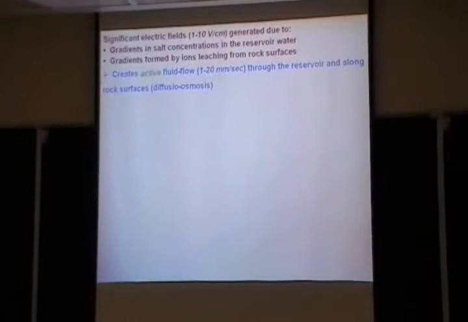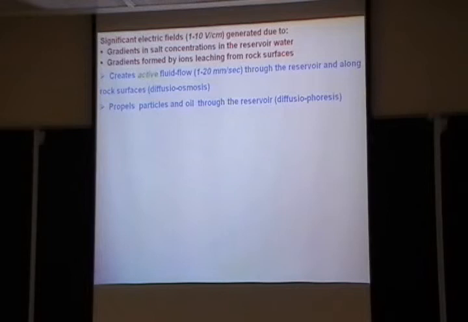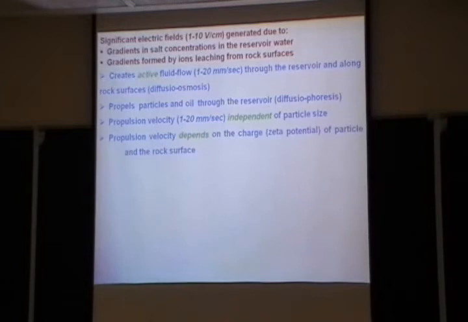You clearly generate significant electric fields due to ion gradients, the salt concentration in the reservoirs, and also because of ions leaching from rock surfaces. This creates active fluid flow, microns, not millimeters, microns per second through the reservoir. And also particle movement, so both diffusioosmosis and diffusiophoresis. The velocity is independent of particle size because of the low Reynolds number regime, but the velocity of course depends on the zeta potential. To keep hammering this into them, this is from the talk I gave them, because they haven't thought about zeta potentials too much.